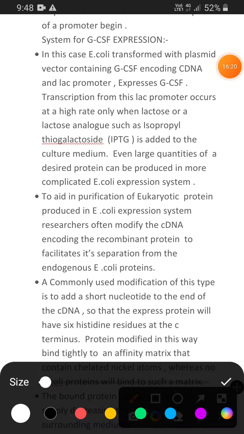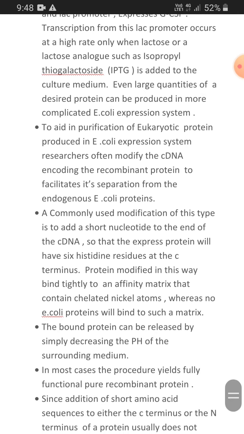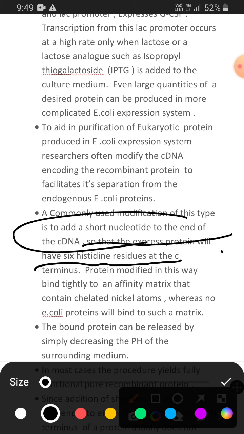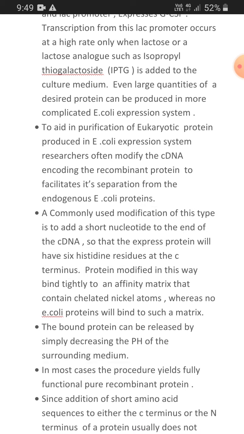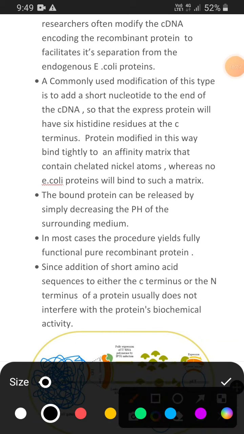Now even larger quantities of desired protein can be produced if we complicate our expression system. Now our goal is to purify our eukaryotic proteins. So the common technique that I have discussed with you is to modify your cDNA in such a way that the expressed protein will have 6 histidine residues. So here we are going to add a short nucleotide sequence to the end of the cDNA. Now the protein modified in this way binds tightly to an affinity matrix that contains chelated nickel atoms.